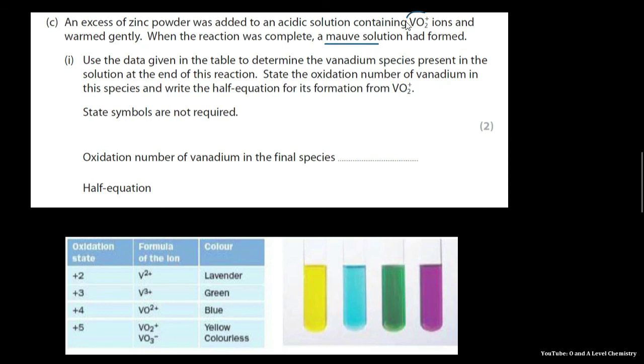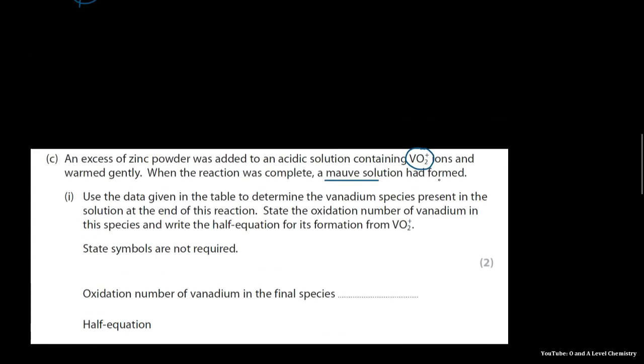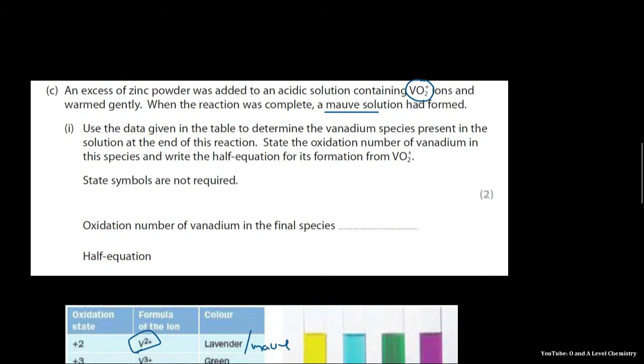You added zinc powder to VO2+ ions. If you go into the chart, you know that lavender and mauve are basically the same thing, so right away you know that this was produced. So your zinc reduced the vanadium 5. The oxidation state of vanadium here is +5. So the +5 vanadium got reduced to +2.